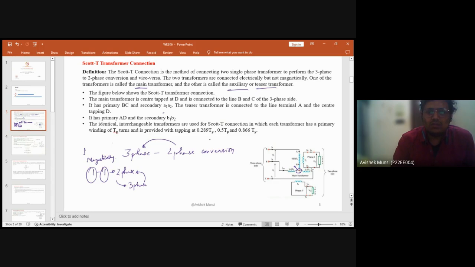If we connect it in Scott connection, it has a primary winding which provides tappings of 0.289, 0.5, 0.866 like this. So the tapping of the transformer should go on like this in case of the Scott connection. Okay.